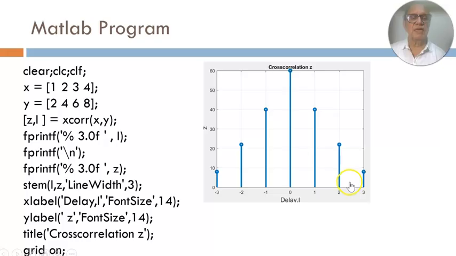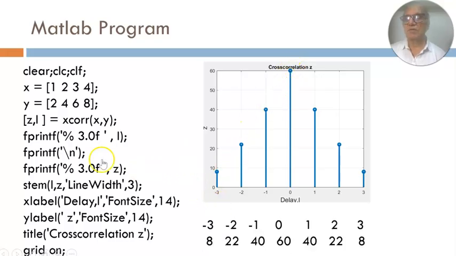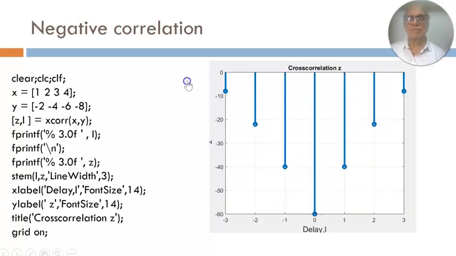Whether it is advance or delay, you get positive correlation, and you get the maximum at delay equal to 0. You can print out the values also. When you run this program, these two will be the outputs. As you can see, at delay equal to 0, you get 60, and then it decreases and decreases on the other side also. All right. So this was an example of a positive correlation.